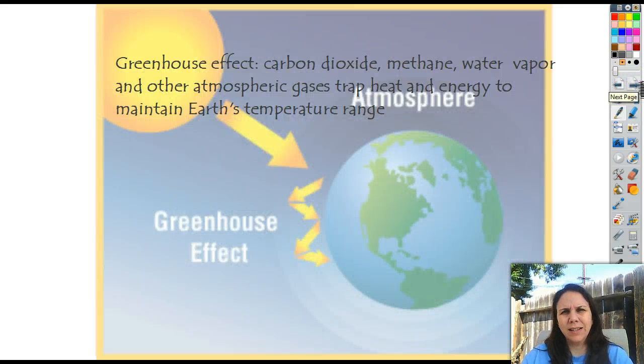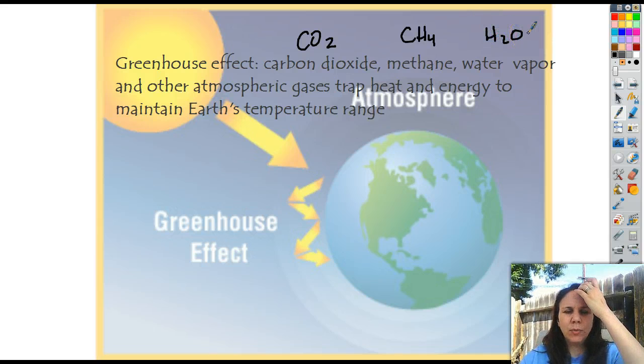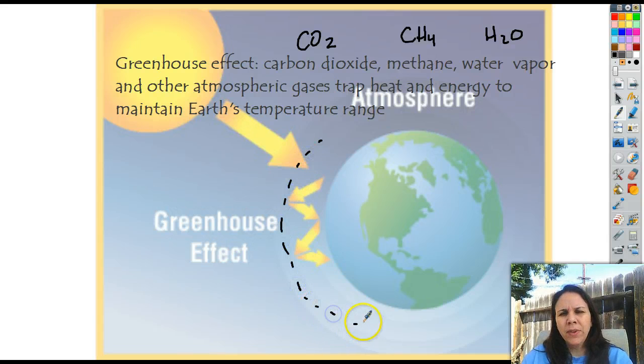Now, what causes that particular temperature, climate, pressure, whatever, is the greenhouse effect. And you've probably heard this in the news as being a bad thing, but the greenhouse effect is actually a really good thing. The greenhouse effect is when you have gases in the atmosphere like carbon dioxide, methane, which is CH4, water vapor, H2O, and other atmospheric gases. What they do is they provide like a little blanket around the earth, and that blanket helps to trap heat.